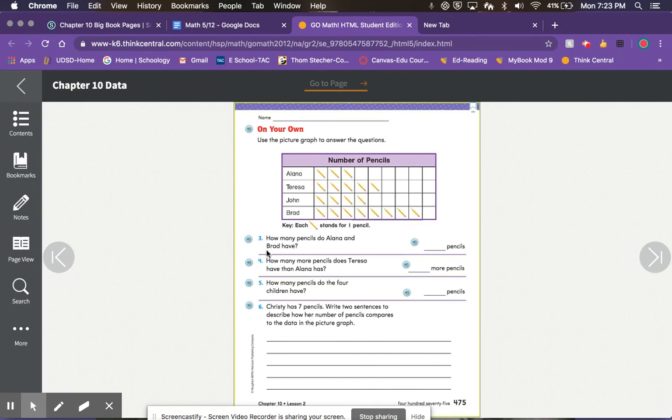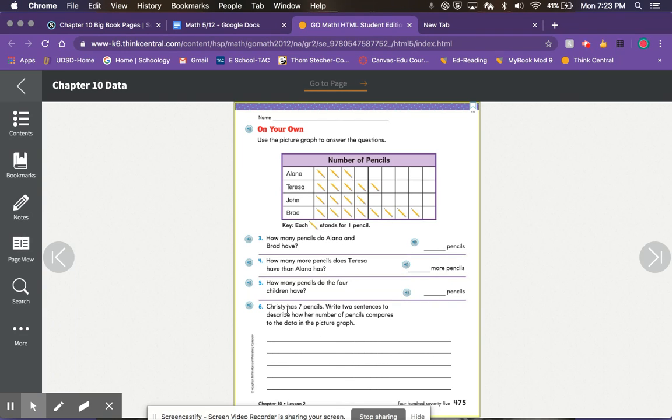How many pencils do Alana and Brad have? That's a put together question, okay? How many more pencils does Teresa have than Alana has? All right, here's Teresa, here's Alana. That's a comparison. How many more does Teresa have than Alana? How many pencils do the 4 children have? So all of these kids, that's what you're going to find for number 5.